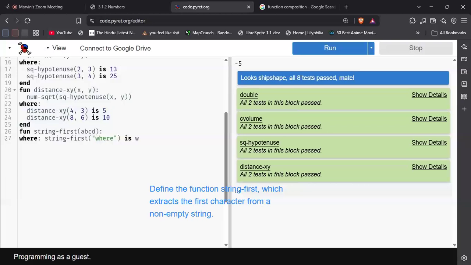Okay. So how about the W at the end of line 27? What's W? Not a string, right? Great. Can you do one more test? Very nice.